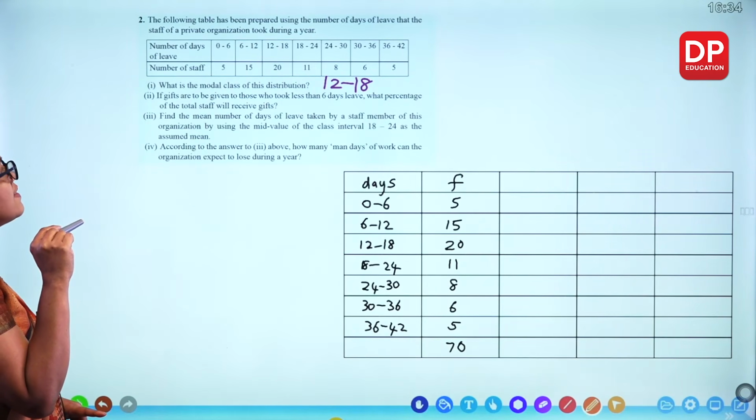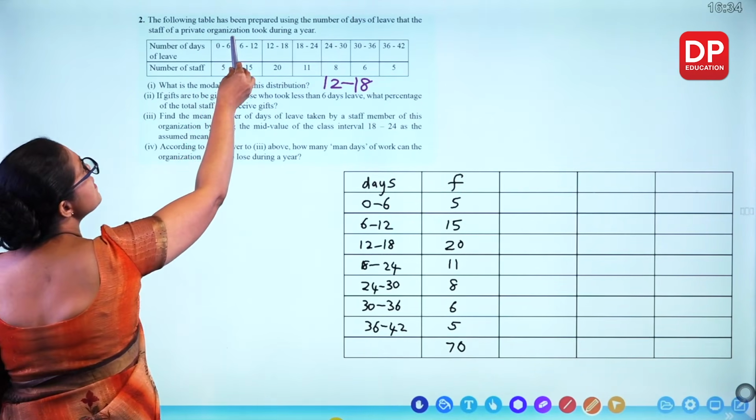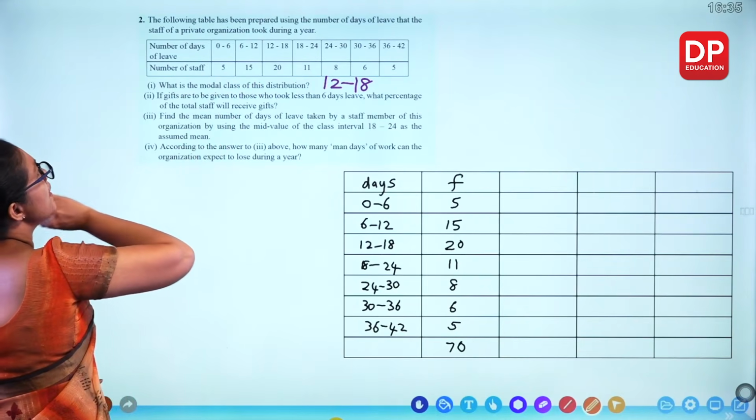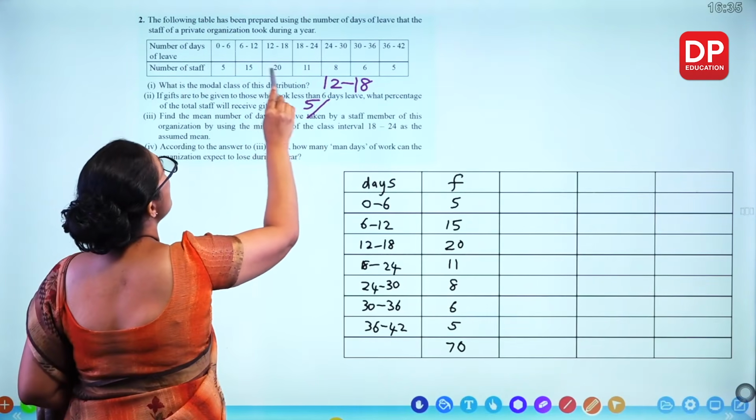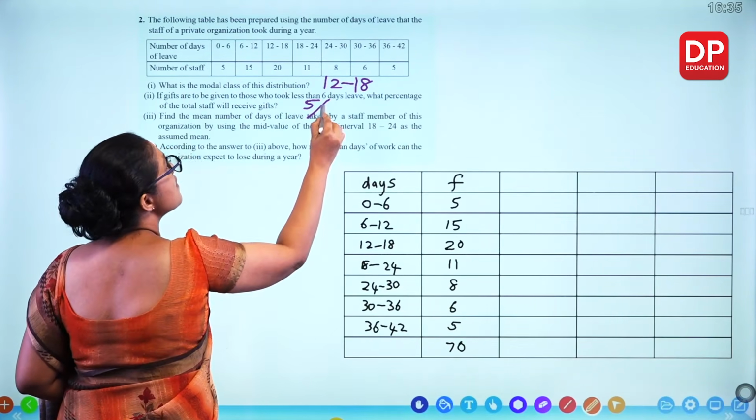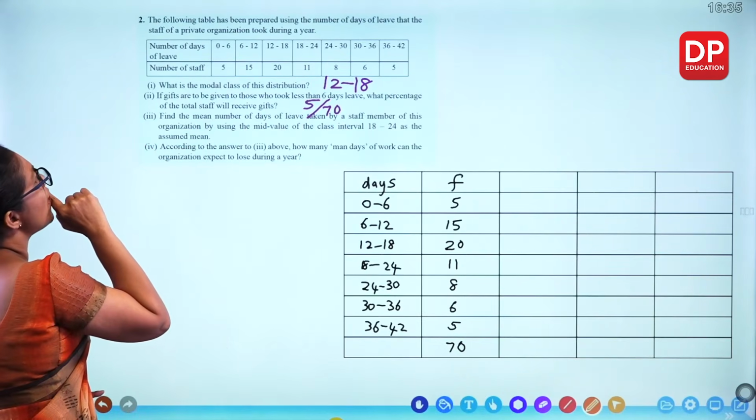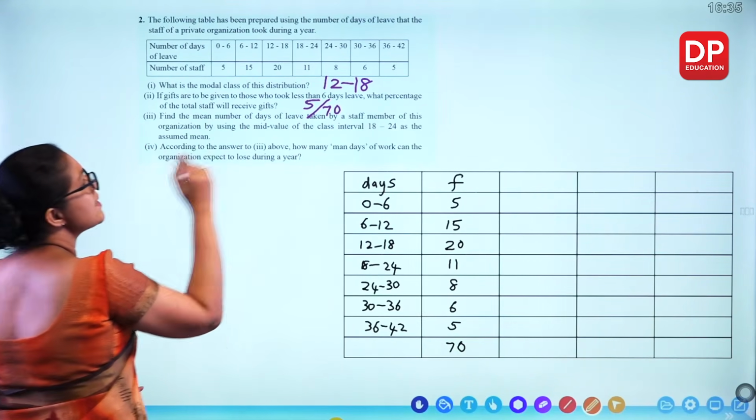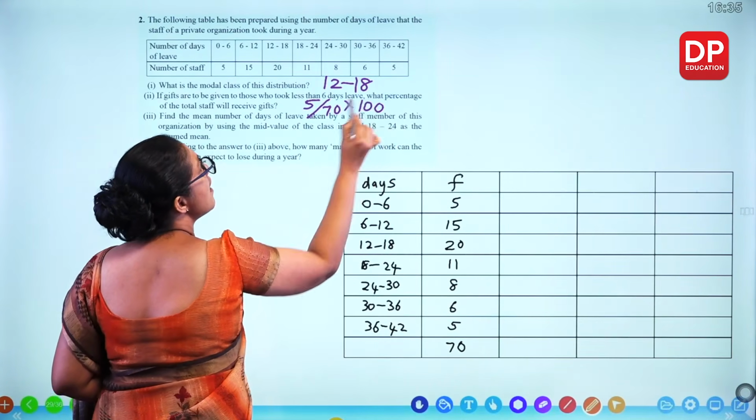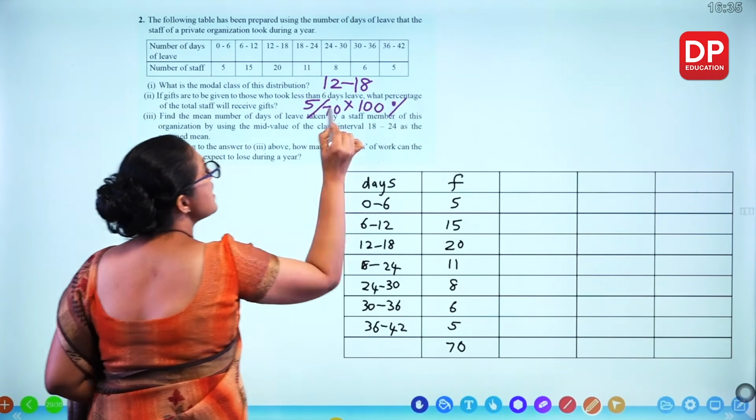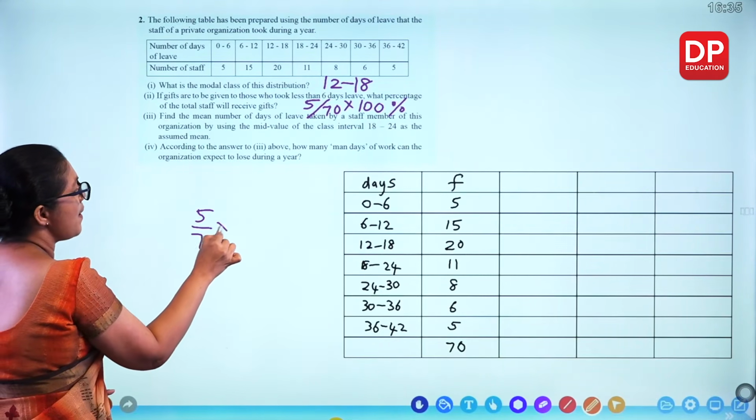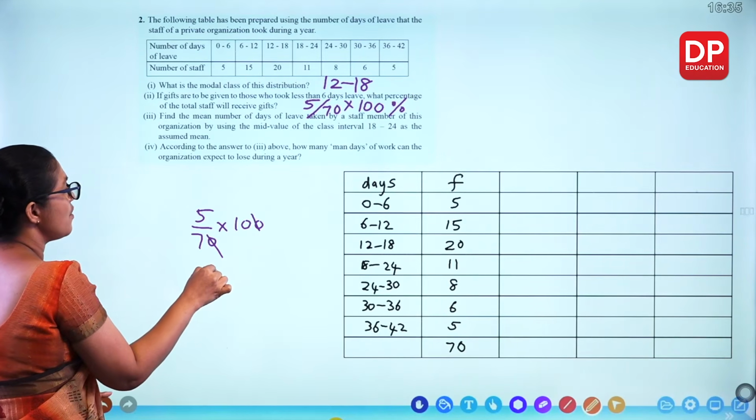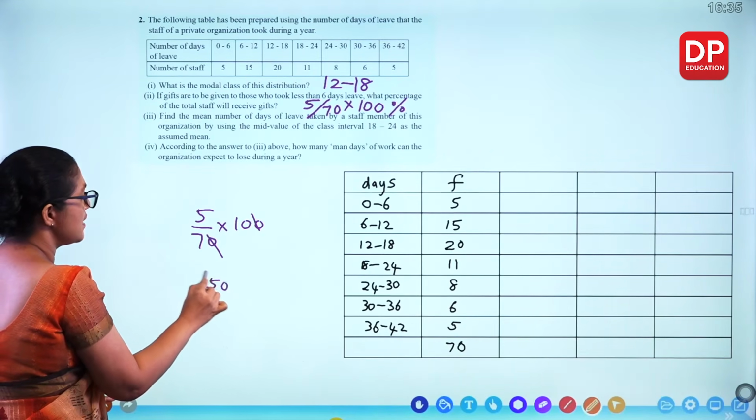If gifts are to be given to those who took less than 6 days leave, what percentage of the total staff will receive gifts? Less than 6 days. This is 6 or more. So 5 people out of the total number. When you add all together, you are getting 70. And you are asked to give it as a percentage. That means you multiply by 100. So 5 over 70 multiplied by 100. 50 divided by 7.